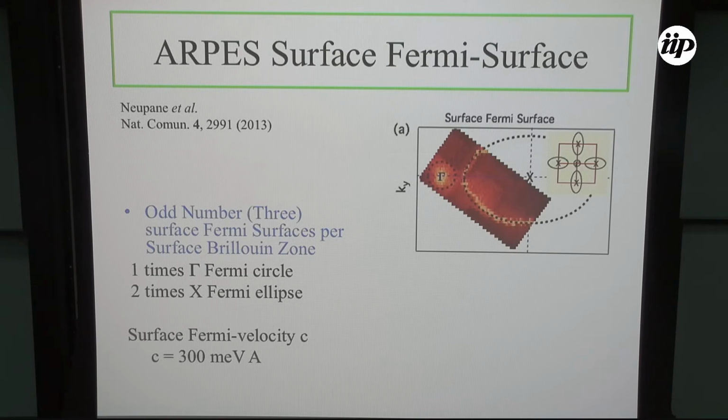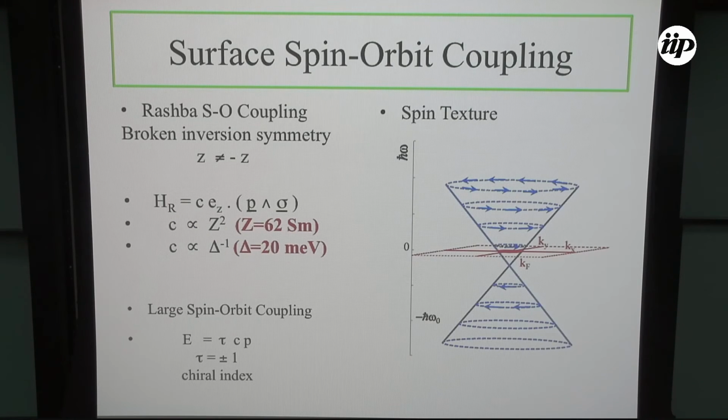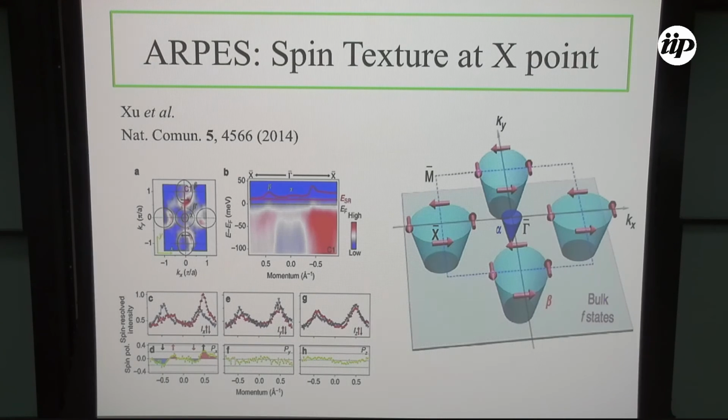Other indications that these materials are topological is that you find an odd number of Fermi surfaces. That's not sufficient in itself. You have to show that they're spin polarized. Well, we have that they're spin momentum locked, since we have a Rashba Hamiltonian, that's automatically assumed in the model.